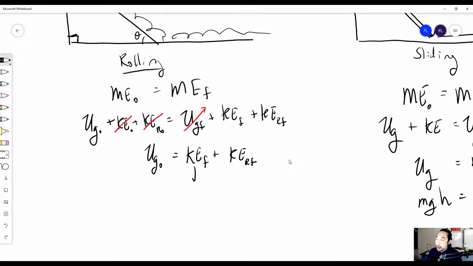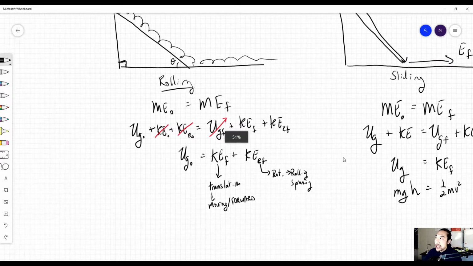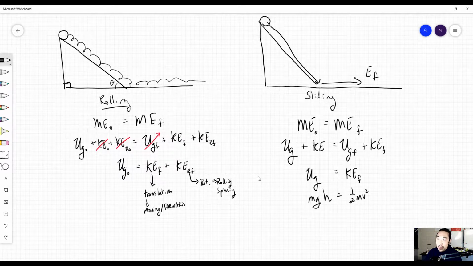Okay, now let's do a quick little definition check here. This kinetic energy is translational, and what that means is just moving forward or just moving in general. Right, it's just moving, and I'll say moving slash forward because that's what it's doing in our situation here. And for this one, kinetic energy rotational final, this is the rotational form of the energy, and what this means is that it is rolling slash spinning.